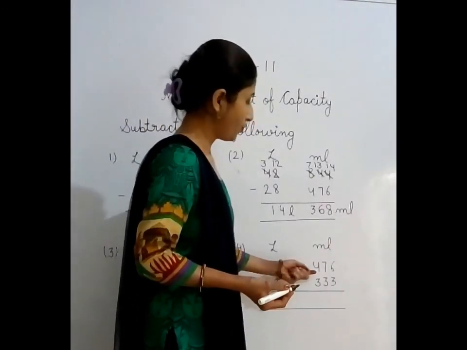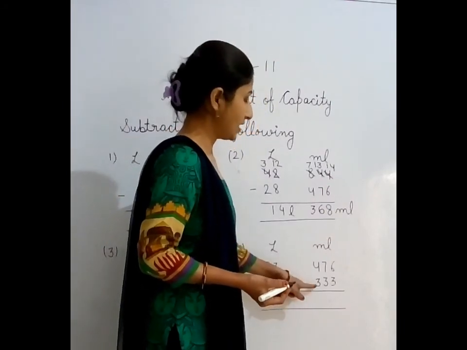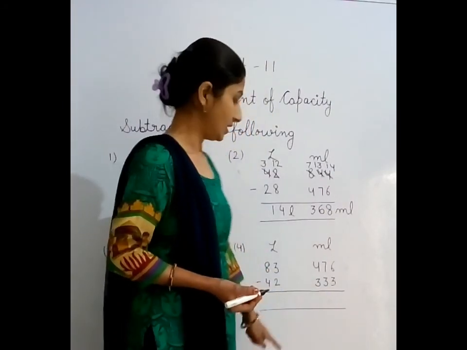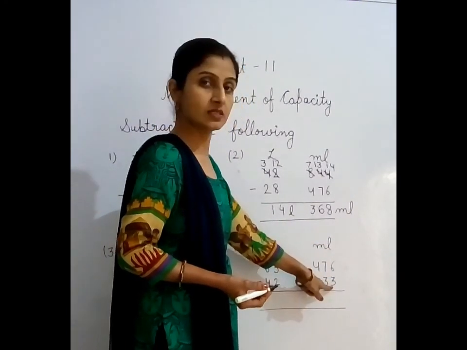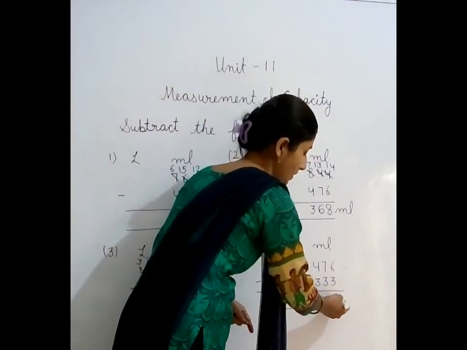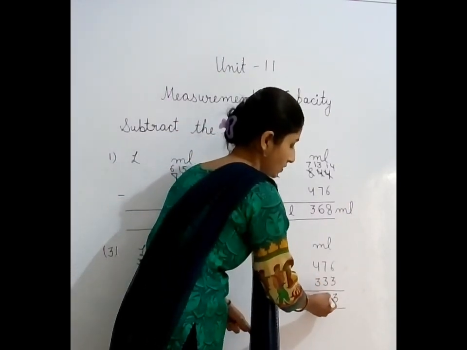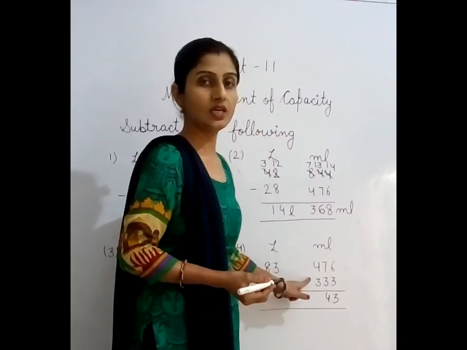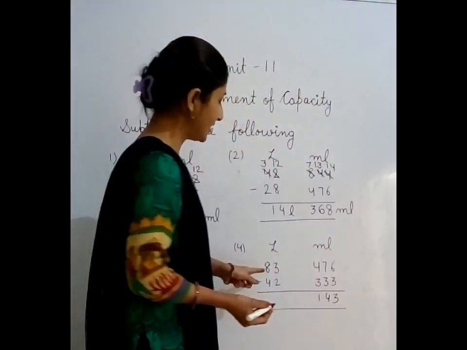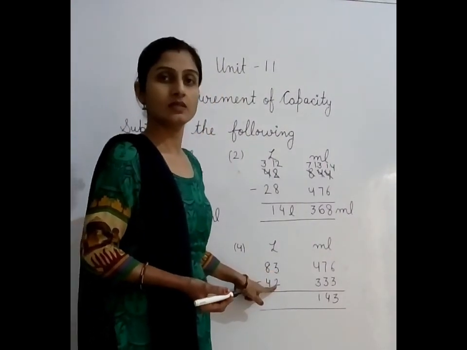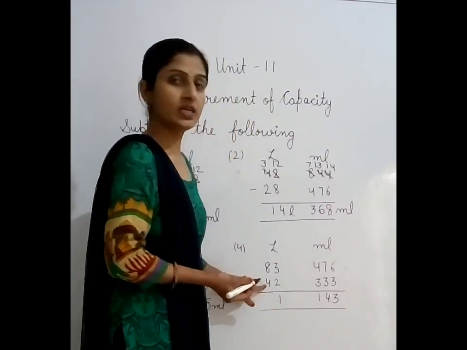See the next one. 83 liter 476 milliliter, 42 liter and 333 milliliter. Start from the milliliter side. 6 minus 3 is, yes, 3. And 7 minus 3 is, yes, 4. And 4 minus 3 is how much? Yes, 1. Move to liter side. 3 minus 2 is how much? Yes, 1.